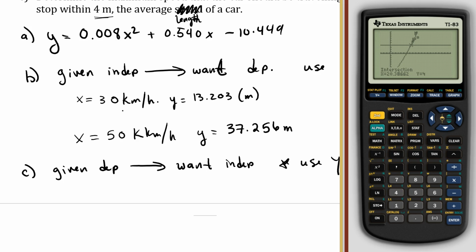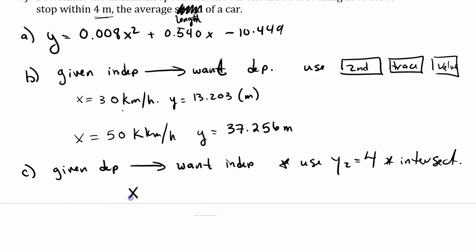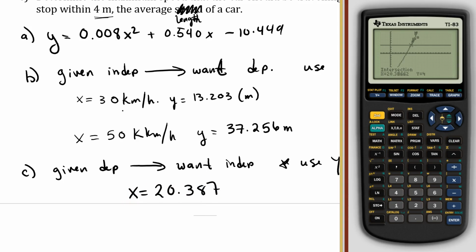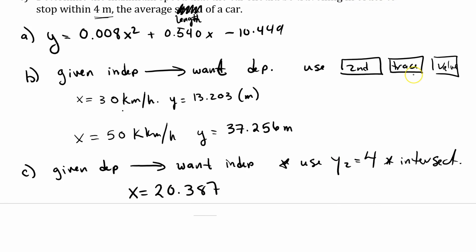So it's going to be x equals 20.387 kilometers per hour. So we will need to be going 20.387 kilometers an hour in order for us to have a 4-meter stopping distance.